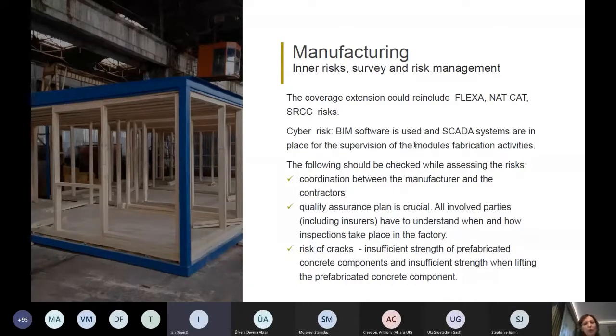Here again, I think Mamoon will talk about this in a little more detail, but we found that the following should be checked while we are assessing the risks. There should be good coordination between the manufacturer and the contractors, because even a small mistake in manufacturing can then lead to a huge loss. Then the quality plan is crucial, and all involved parties have to understand when and how inspections will take place in the factory. Also, the risk of cracks is rather high, because some components are rather often lifted, and this can also lead to losses.